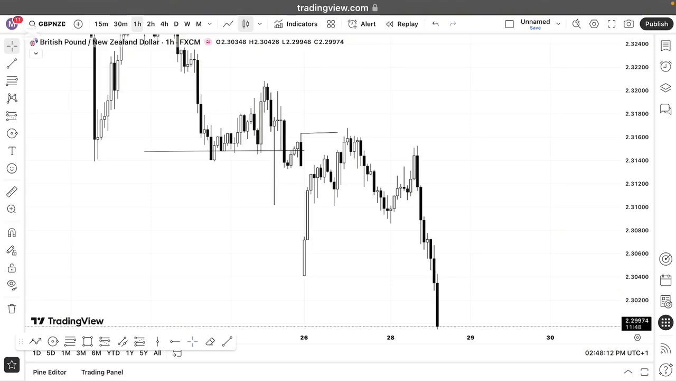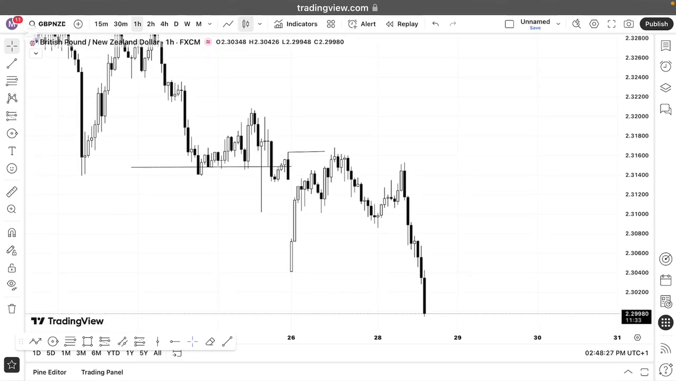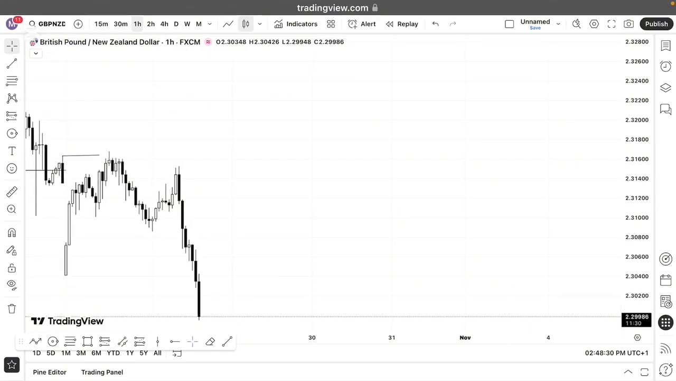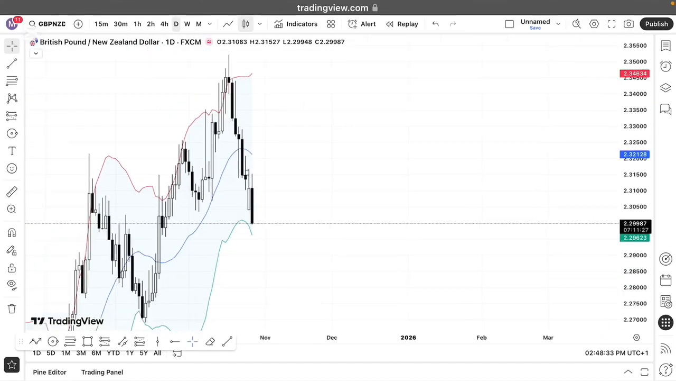The rule for a valid break of structure for me must be the last swing before the move that tapped into the daily key level. So where's the swing? Let's find out which was the swing before the actual tap. Let's go back to our daily time frame.